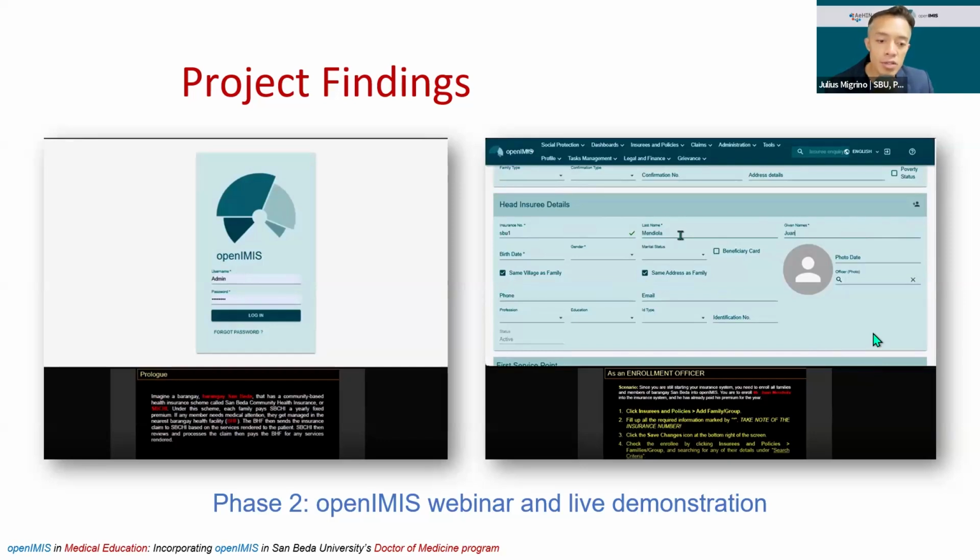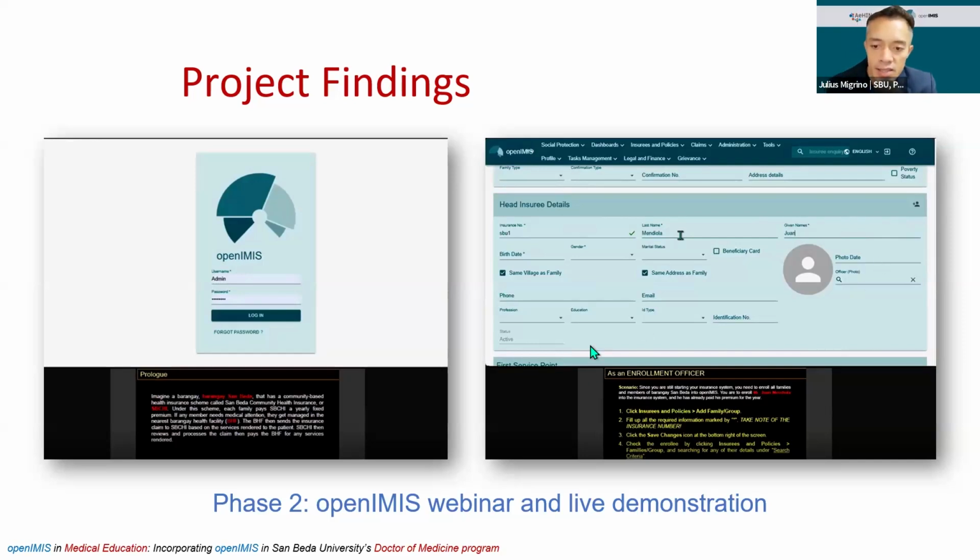Now, on the right side of the screen, as enrollment officers, the students were tasked to enter the details of a new SBC insuree. And I named the insuree Mr. Juan Mendiola. I use that particular name since Juan is a prototypical name here in the Philippines, while Mendiola is the street where the university is located in. Now, the idea was to make the scenario catchy to our students, and of course, while showing the enrollment process in openIMIS.